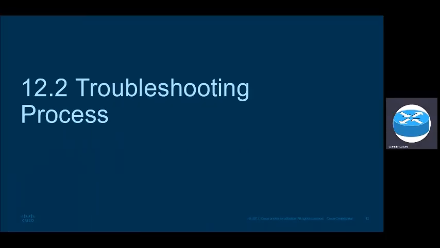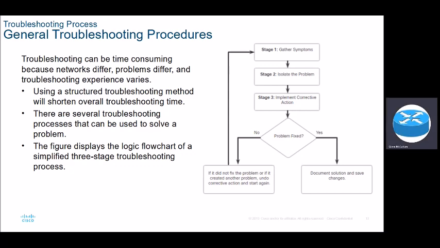All right, so the troubleshooting process. Troubleshooting can be time consuming because networks differ and problems differ. And of course, troubleshooting experience varies. Using a structured troubleshooting method will shorten overall troubleshooting time. There are several troubleshooting processes that can be used to solve a problem. The figure displays the logic flowchart of a simplified three-stage troubleshooting process.